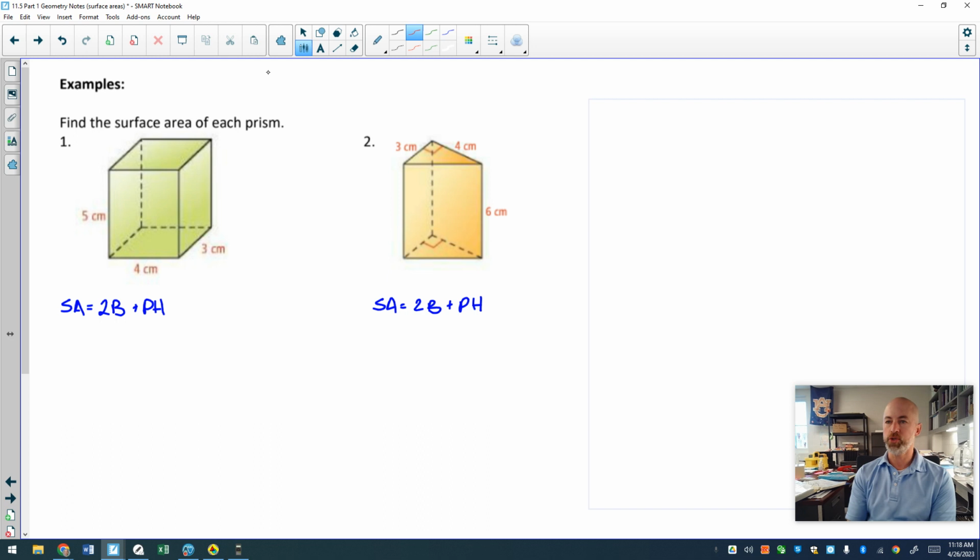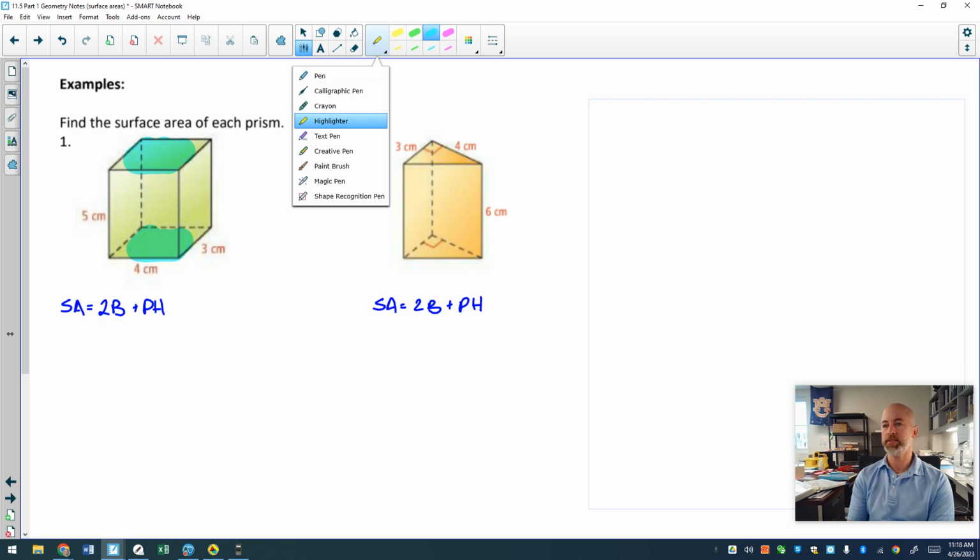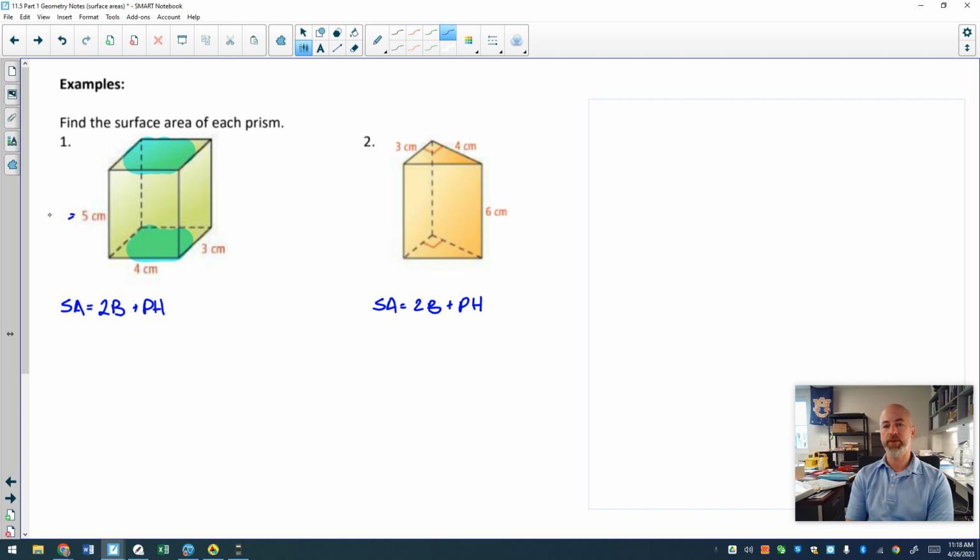And now I need to figure out the area of the base, the perimeter of the base, and the height of the prism. And for this rectangular prism, it is easiest for me to choose the bases as the bottom and the top. So there's my base, there's its parallel base on the opposite side. And if those are my bases, the height would be 5. And the area of the base is a rectangle. It appears to be a rectangle. We'll assume it's a rectangle. There's no right angles, we're going to put right angles here. There, now it's a rectangle.